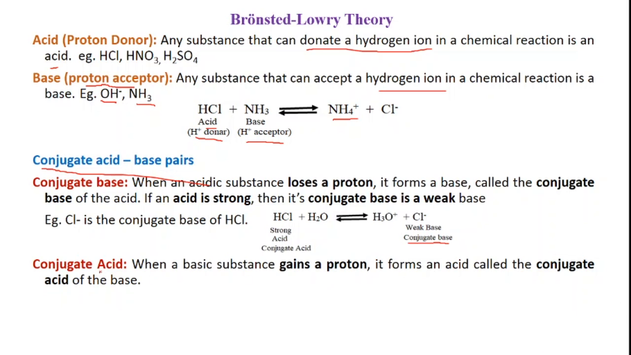Similarly, a conjugate acid is formed when a basic substance gains a proton; it forms an acid called the conjugate acid of the base. So the conjugate acid is a species generated by the base accepting a proton. So the base accepts a proton and is converted to an acid called the conjugate acid.